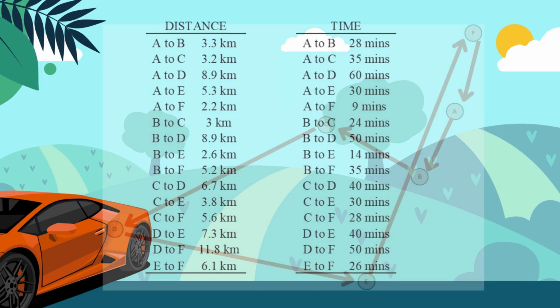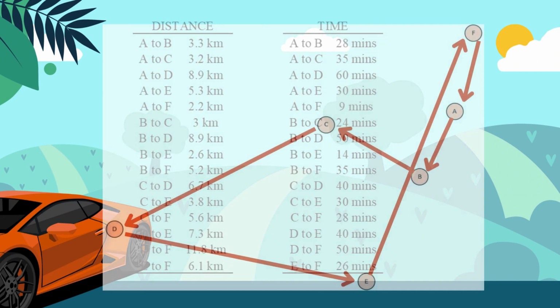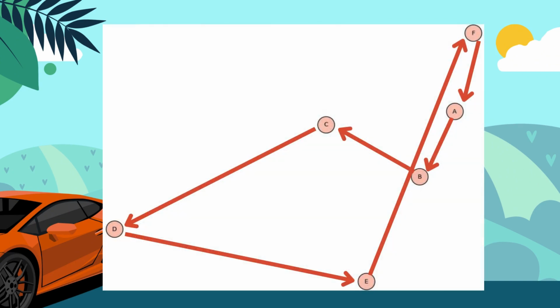For example, this route starts from A to B to C to D to E to F, then finally going back to A. This route covers a distance of 28.6 kilometers and a duration of 167 minutes.